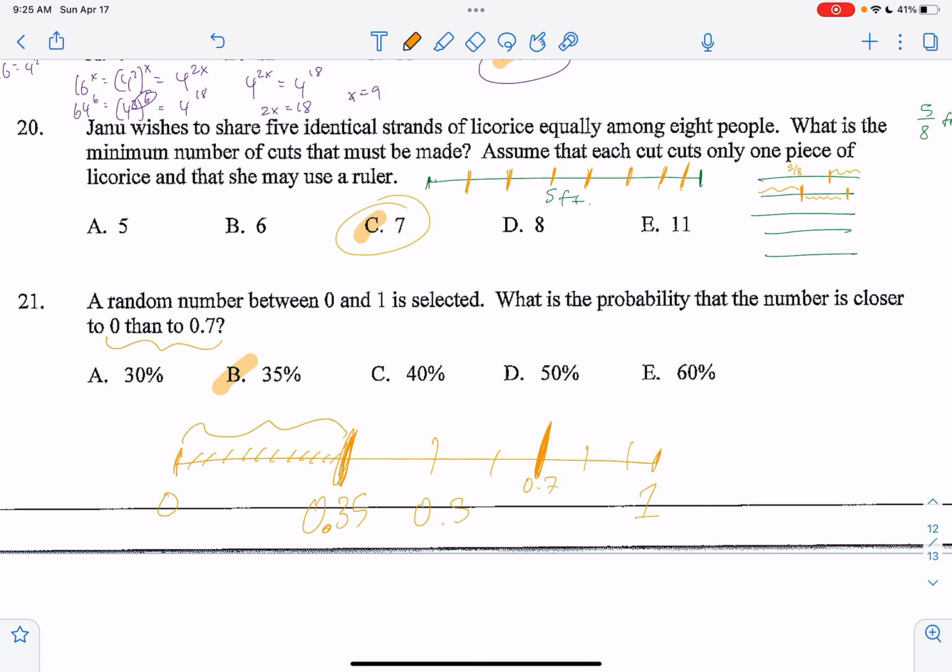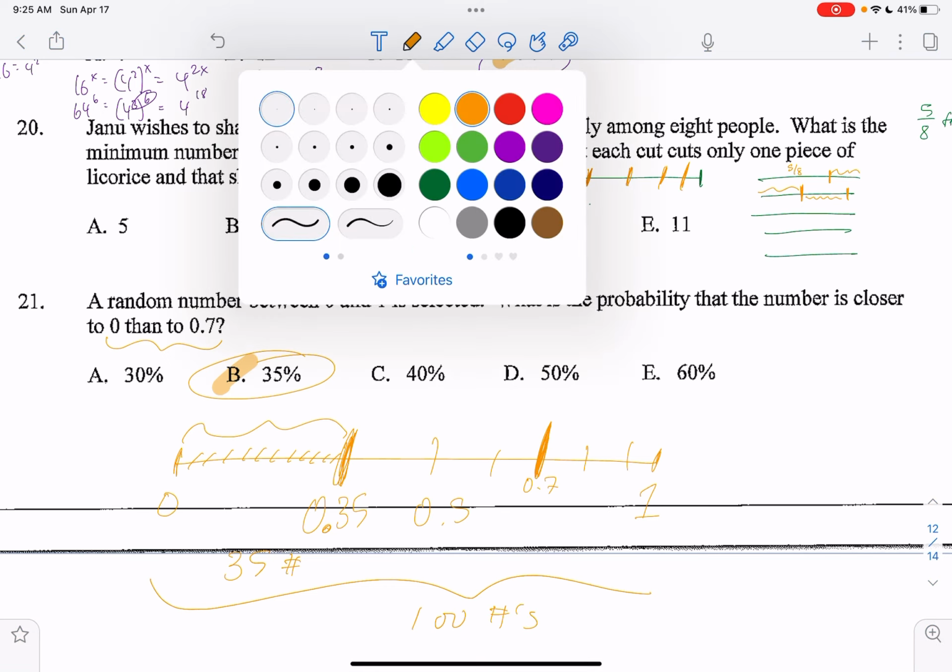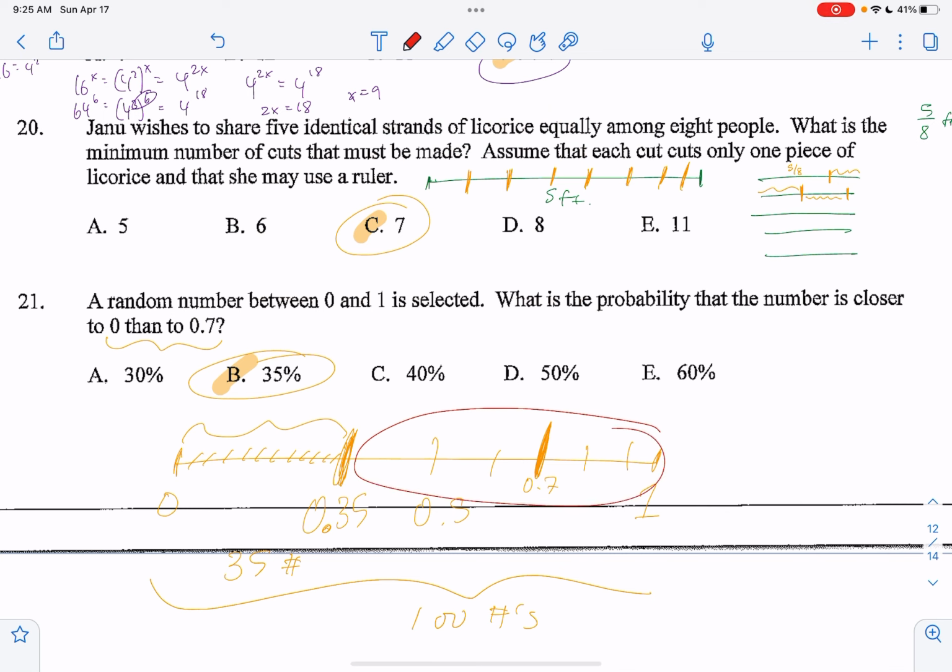The numbers between 0 and 0.35 will be closer. So it will be about 35% because this is 35 numbers as opposed to 100 numbers. Anything past this will be closer to 0.7. So anything above 0.35 will be closer to 0.7, but everything below 0.35 will be closer to 0. So there's about 35 numbers. So that's going to be choice B.